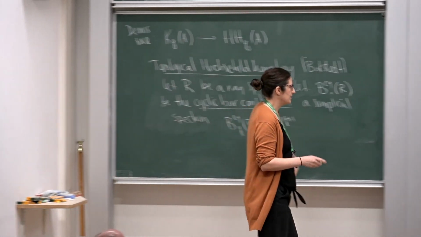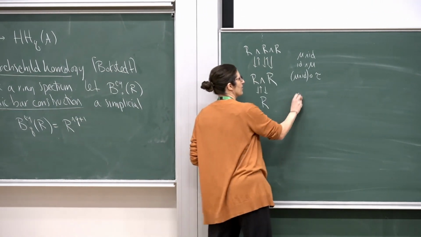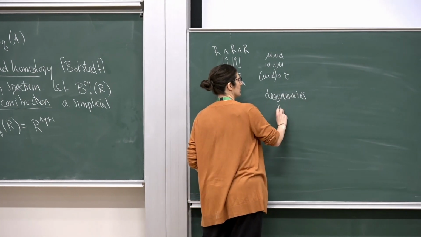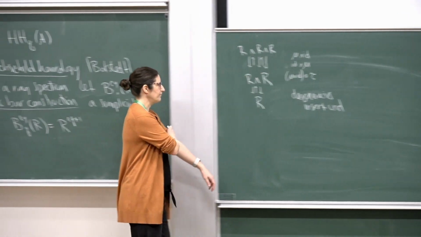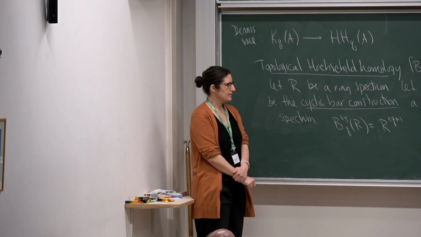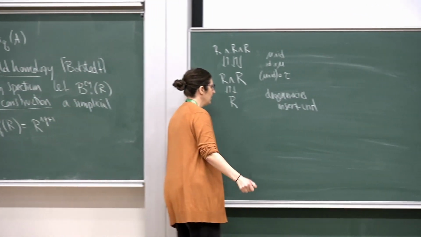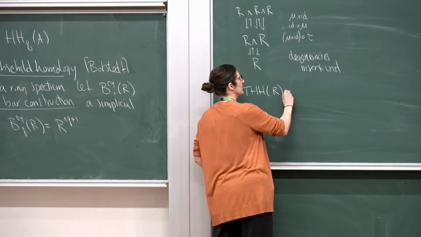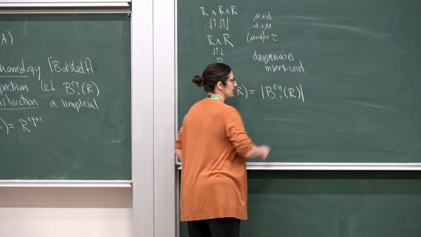And I have degeneracies as well. They go in the opposite direction. And the degeneracies insert the unit in various places. I'll just say degeneracies insert the unit. Okay, I have this object. It's called the cyclic bar construction. This is a simplicial spectrum. And what is topological Hochschild homology? Well, one way of saying what topological Hochschild homology is, it's the geometric realization of this cyclic bar construction.